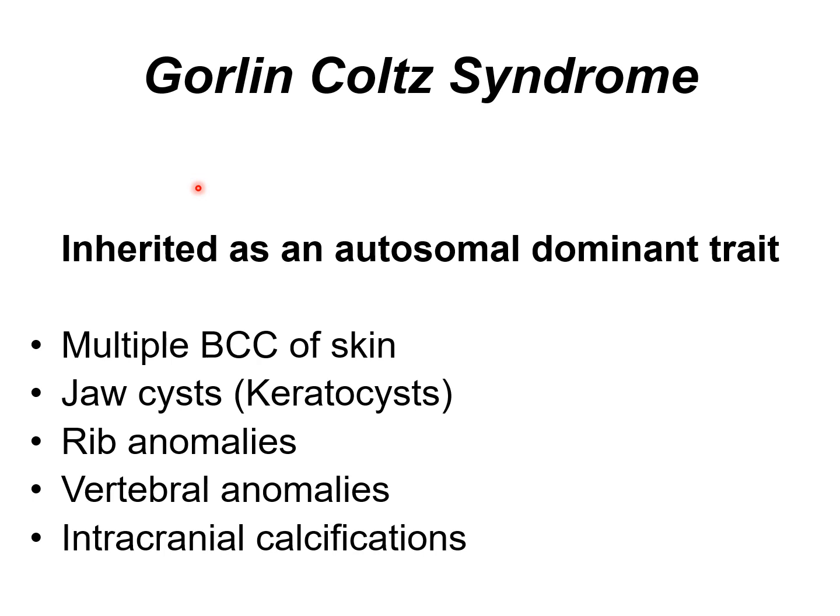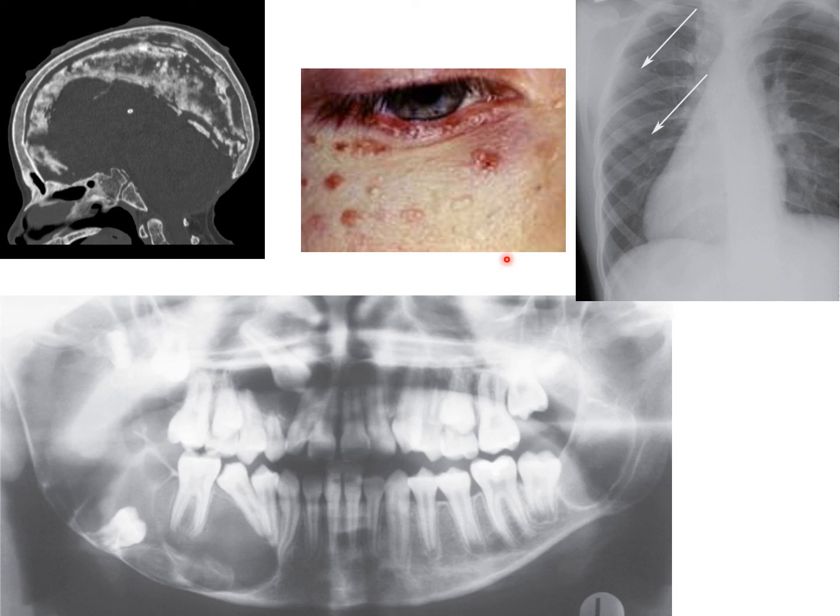When describing odontogenic keratosis, it's common to discuss the Gorlin-Goltz syndrome, which is inherited as an autosomal dominant trait and presents with multiple basal cell carcinomas of the skin, multiple jaw cysts of the keratosis variety, rib anomalies, vertebral anomalies, as well as intracranial calcifications. These images show manifestations of Gorlin-Goltz syndrome, including intracranial calcifications, multiple basal cell carcinomas of the skin, rib anomalies. You can notice bifid ribs at multiple points, and also multiple jaw cysts involving the right side of the mandible as well as the left side, and also the right maxillary canine region.